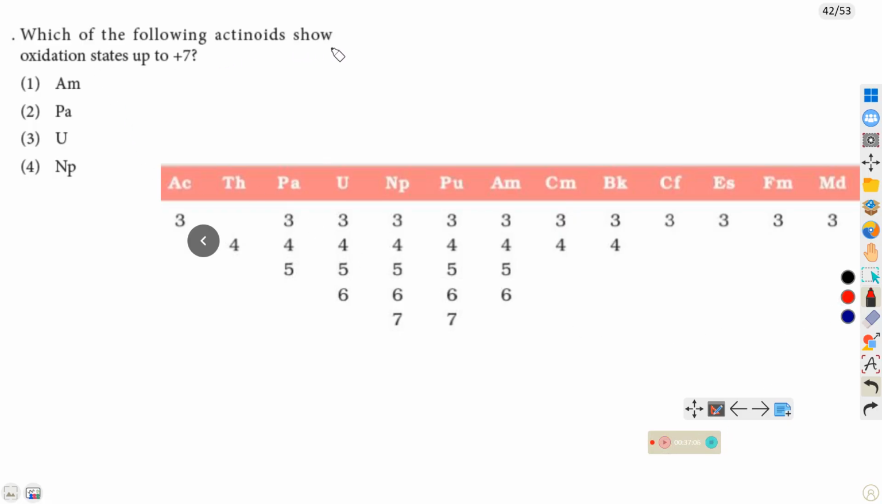Which of the following actinides show oxidation state up to +7? Neptunium and plutonium. Given in this, neptunium is there. Correct answer, neptunium.